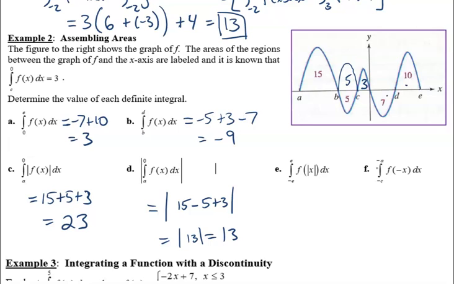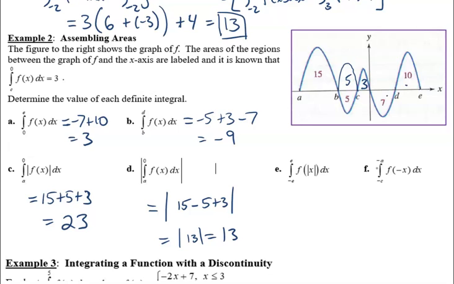Okay, and notice the difference between C and D. Over here, we took the absolute value of the function and then integrated it. Here, we integrated the function, meaning we found the net area, and then we took the absolute value of that. So pay attention to order of operations, work from the inside out.